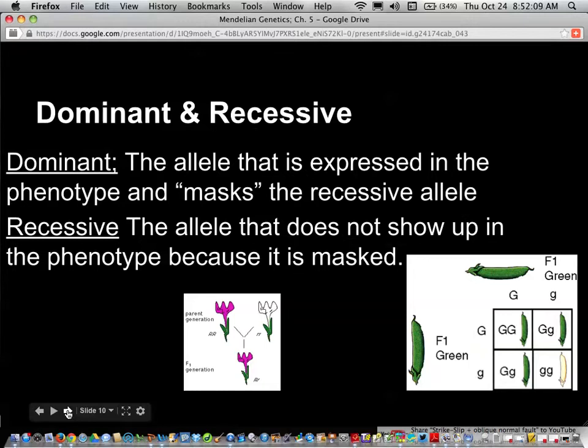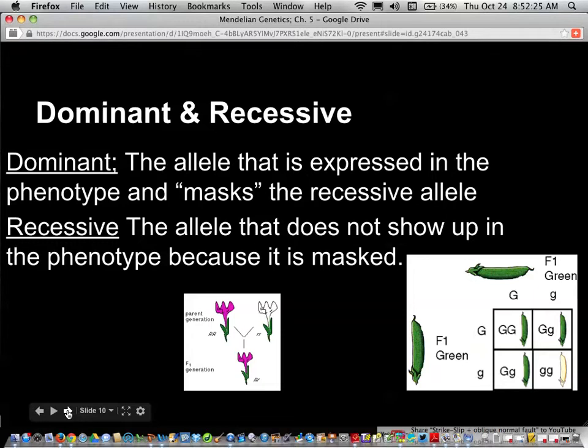In the offspring there, it's big R, little r. Even though they have the gene or the allele for white flowers, the flower is not white. It's purple because purple is dominant.